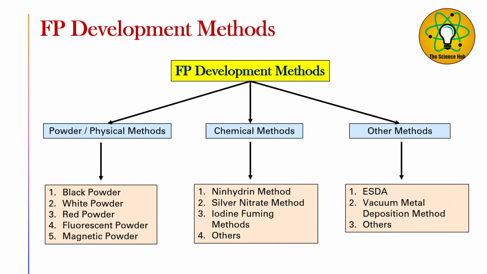Now, fingerprint development methods. It includes three methods, that are the powder or the physical method, chemical method, and in other it includes the ESDA and vacuum metal deposition methods. In chemical method, it includes ninhydrin method, silver nitrate method, and iodine fuming methods. And in the physical or powder method that we are going to see in the presentation, it includes black powder, white powder, red powder, fluorescent powder, and magnetic powder.